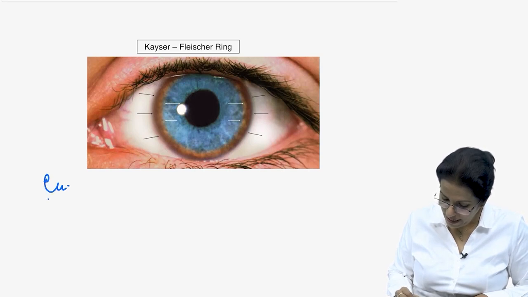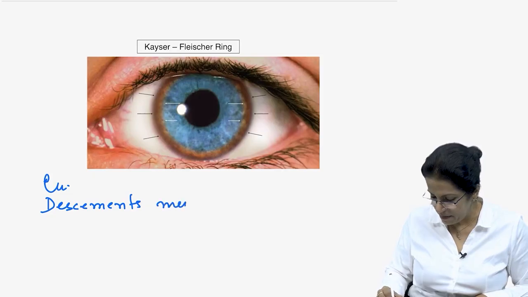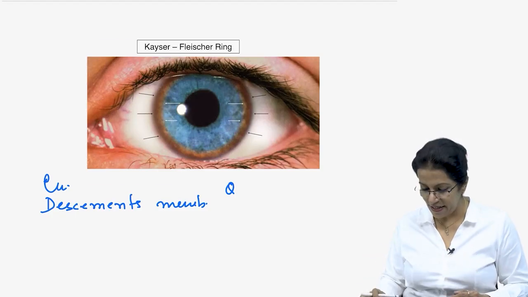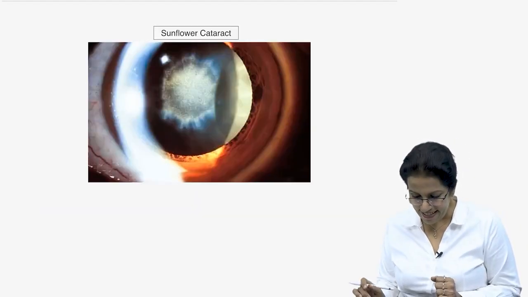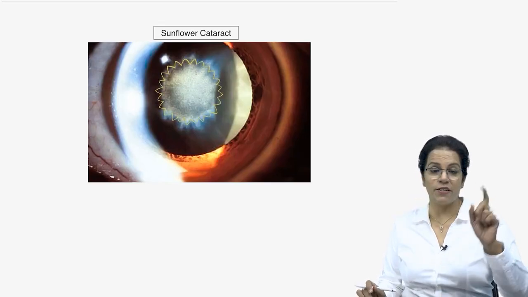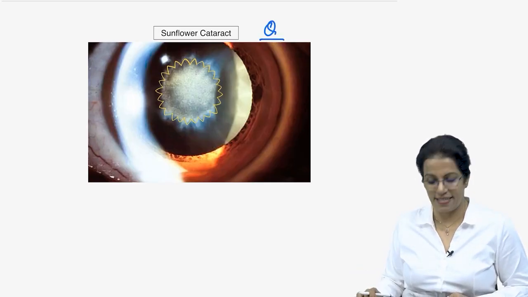In which layer of the cornea? We will answer Descemet's membrane. It's in the Descemet's membrane. It's important. There are many other questions on KF ring. Just have a look at this sunflower cataract first. So this is again an exam question. I hope you have made a Q there. This is what is sunflower cataract, which is a feature of chalcosis.